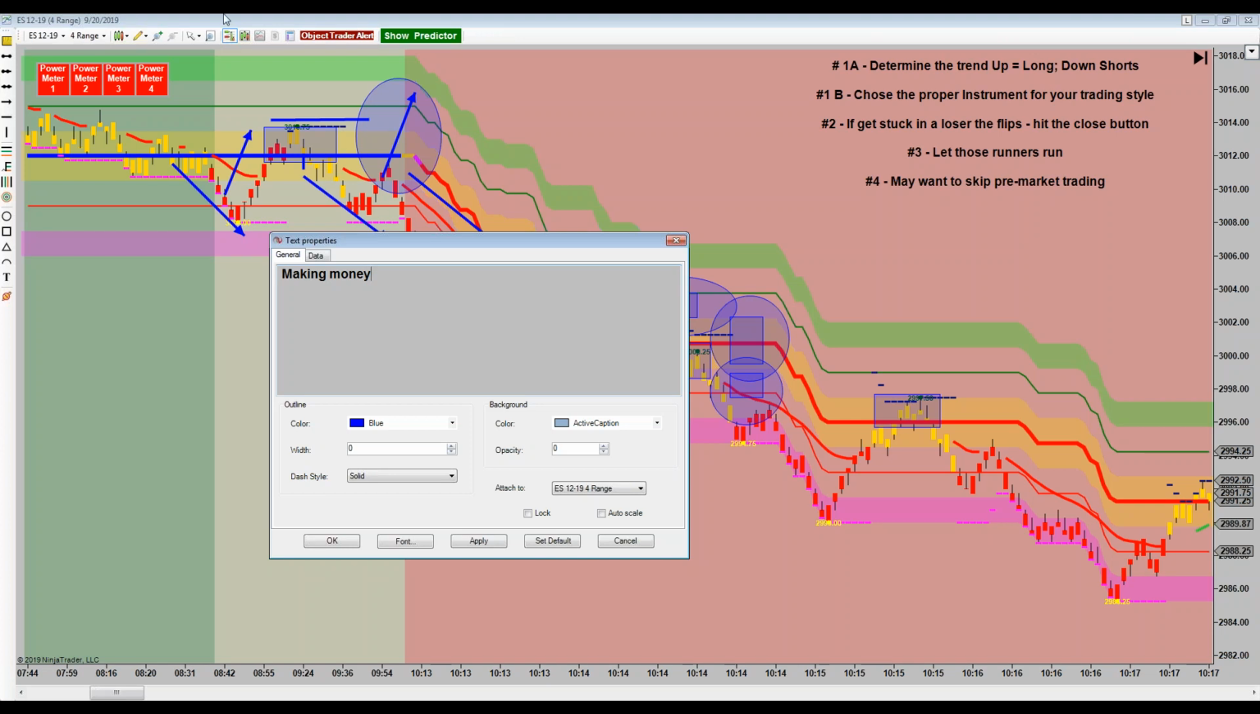Well, we already have instrument selection. So instrument selection is over here, so it would be different than this. Here we have trend, instrument selection, cut the losers short, hit the close button, let the runners run, and skip pre-market trading so you don't get all beat up. Okay, so that's over here. This is different. We're talking about how you learn and what's important. What are the steps in your learning? What are some of the critical things you've got to get down? Is it making money? Minimize losers? Go ahead, type in your thoughts. What do you think? What is it?